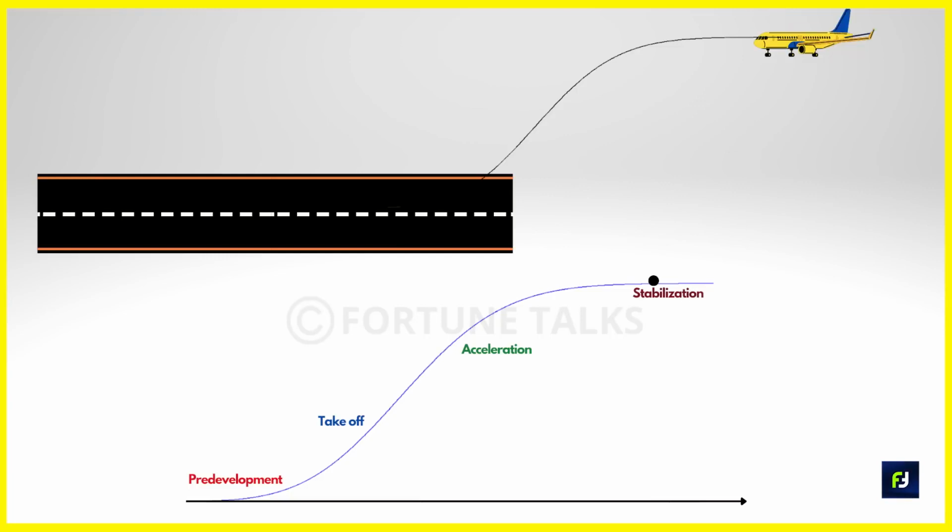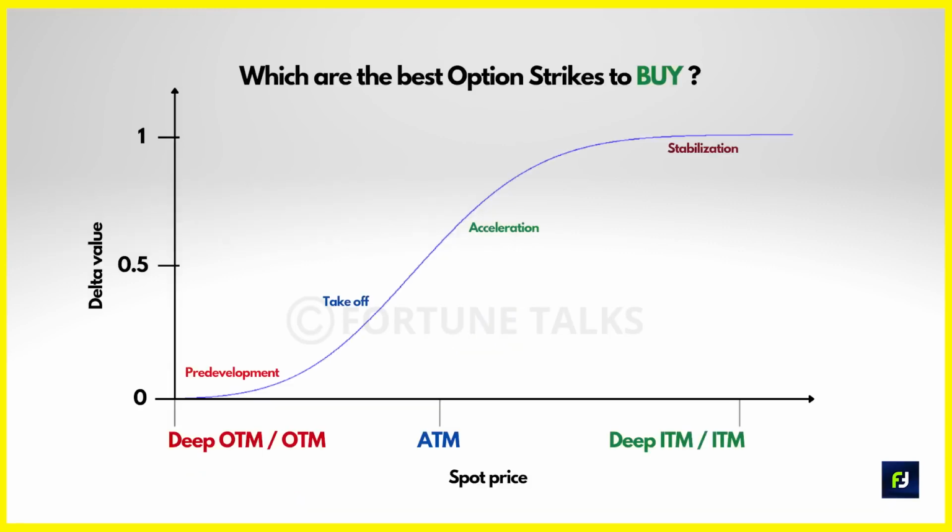Now you can think of this the other way around also, which is analogous to when an airplane prepares to perform a landing. But in that case, instead of the flight accelerating, it is actually decelerating. So the delta in the opposite situation will also decelerate and get capped down to a lower value, which is 0 for both call and put options. Now pardon me for this terrible physics lesson, but I hope you understand my point, right? Now let's look at the 4 stages once again and come to a conclusion as to which strikes are the best to buy if you are an option buyer.